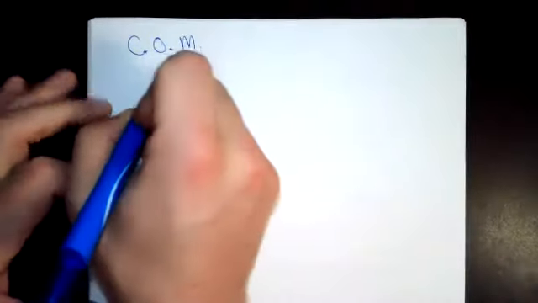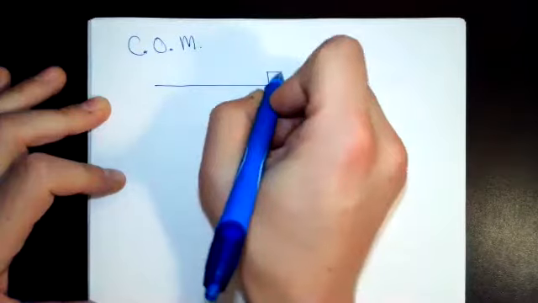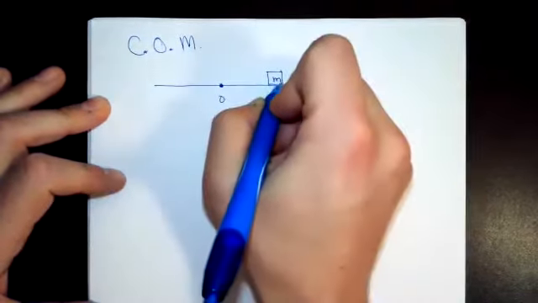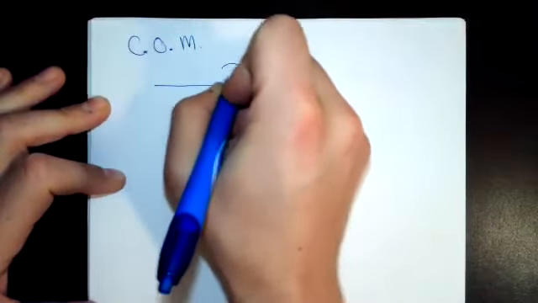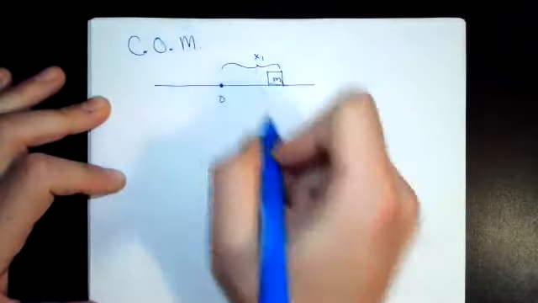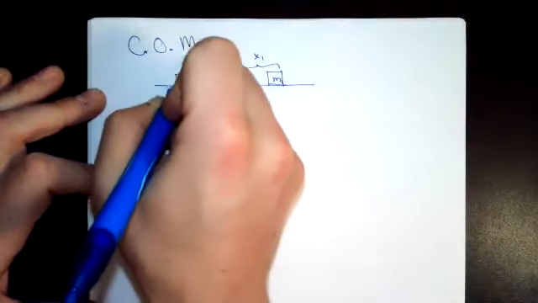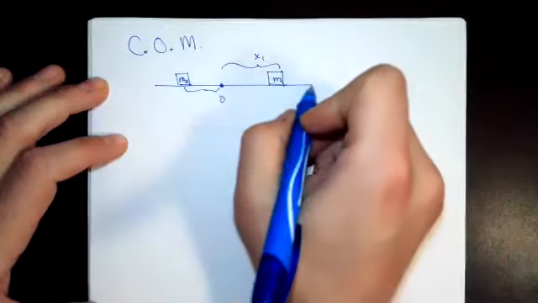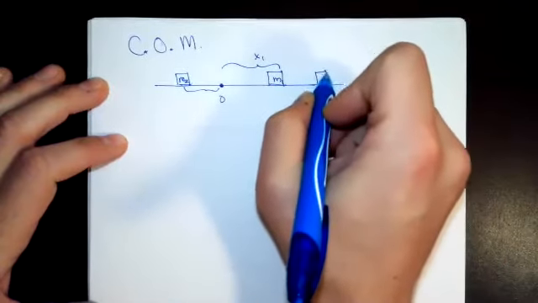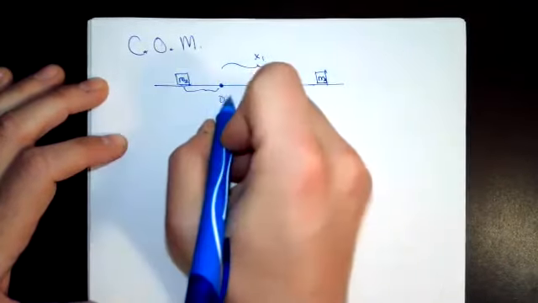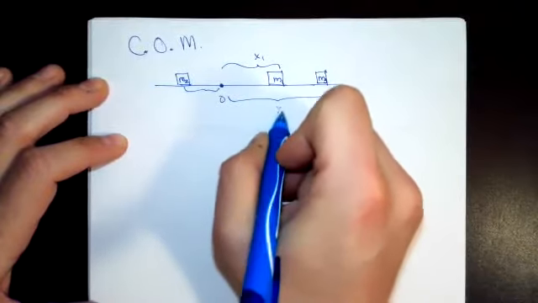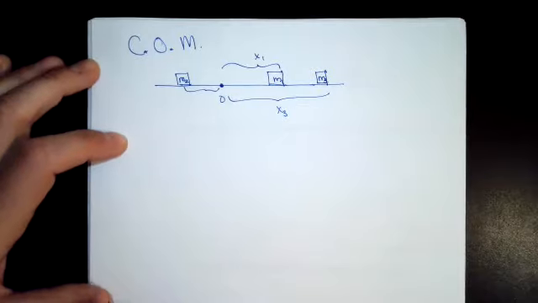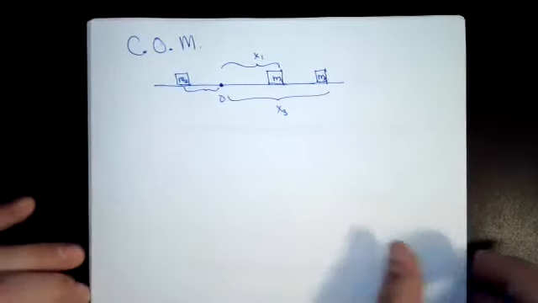So if I have some reference point, let's call this my origin, and I've got mass 1 at a distance of x1. I've got mass 2 at a distance of x2. Let's say we've got a third mass, a distance of x3 from the origin. We want to know where the center of mass is.